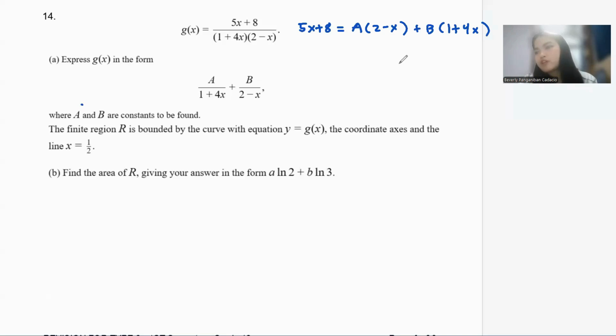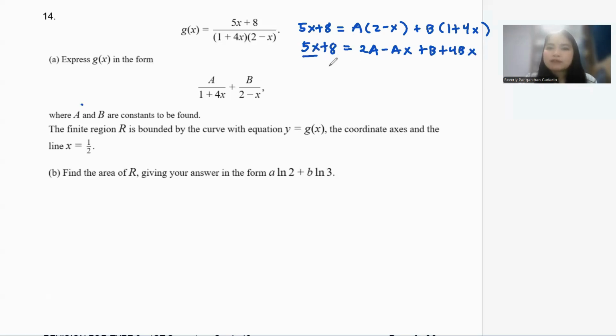Let's do coefficients. We're expanding that. I will have 5x plus 8 is equal to 2a minus ax plus b plus 4bx. Okay, let's combine.